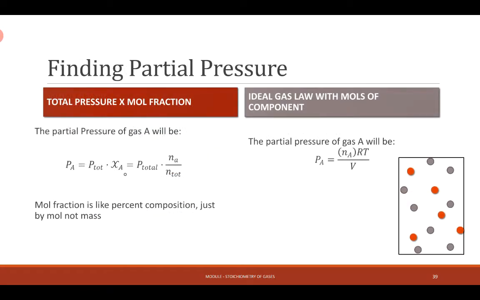So here's a summary of different ways that we can solve for the partial pressure of a gas. The partial pressure of a gas will be equal to the total pressure times the mole fraction, or the partial pressure can be calculated by looking at just the moles of A times R times T divided by the volume. So in a lot of ways, this mole fraction is like that mass percent composition, only it's in moles, not mass, and it's in more of a decimal fraction format rather than a percentage format.